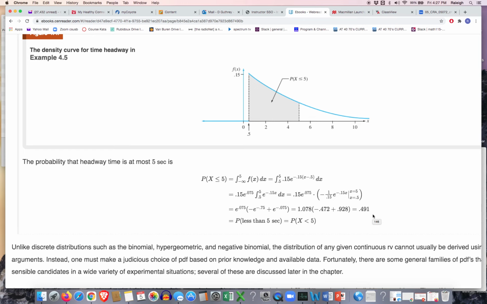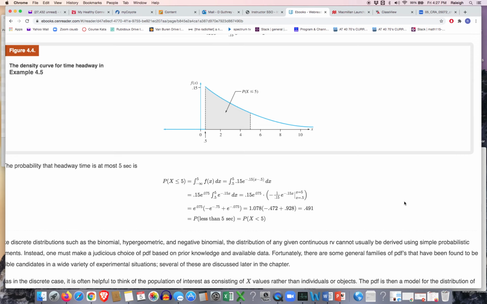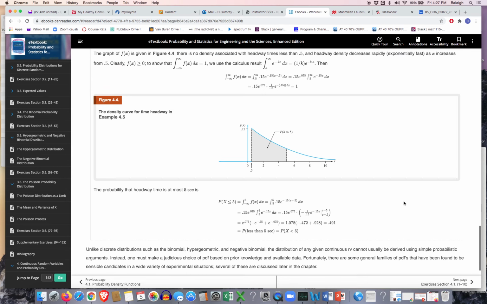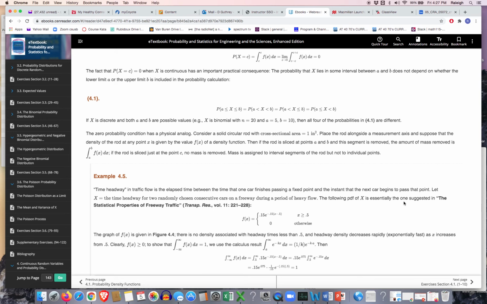So they do talk a little bit about how a PDF for a continuous distribution cannot usually be derived using simple probabilistic arguments. Well, that's okay. But we must make a judicious choice of a PDF based on prior knowledge and available data. Fortunately, there are some general families of PDFs that have been found to be sensible candidates for a wide variety of experimental situations. So anyway, that's nice to know. But there we have the beginnings of the continuous distributions. We're aiming towards the normal distribution.